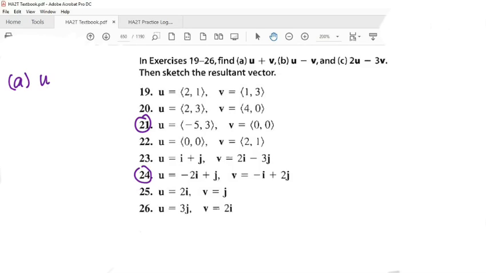So A is U plus V. We have to take each vector and add them together. If I do that, that would be negative 5, 3. That's the U, and the V is 0, 0. Oh, that's not bad. So what do we get? That doesn't really teach us anything. We get the same thing.